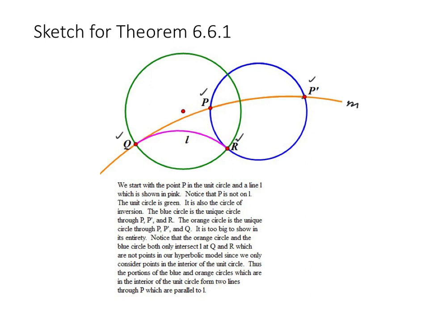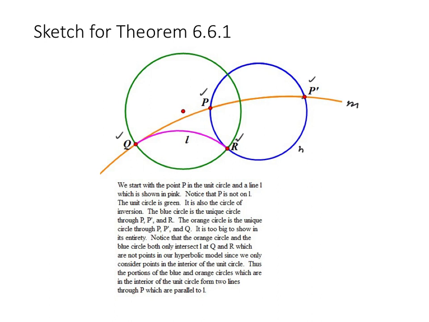Now you can do the same thing with points P, P prime, and R. So if I take those 3 points, I can produce a blue circle, N. And if I look at the points that are on N that are interior to the unit circle, I get a hyperbolic line, again, that passes through P.